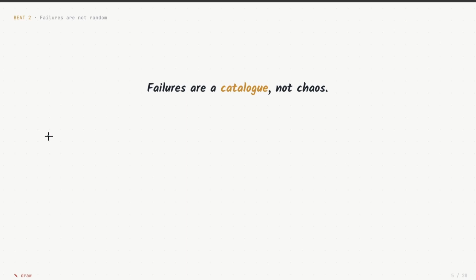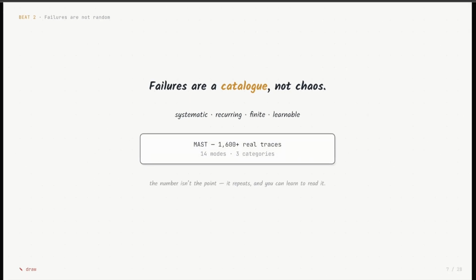So, first idea to kill. Agents do not fail in infinite or unpredictable ways. You can actually have a systematic and finite catalog that explains how they fail. This is of course not my opinion. There is an empirical taxonomy called MAST. Here you can see it. It's built over 1600 annotated real agent traces across 7 frameworks, and this spans 14 recurring failure modes in 3 categories. All of this we will discuss, but the number is not the point. The point is it's a catalog. It repeats, and you can actually learn it and read it.